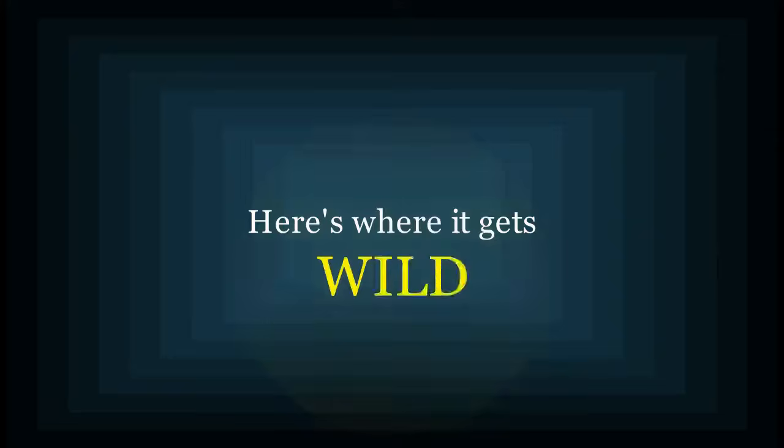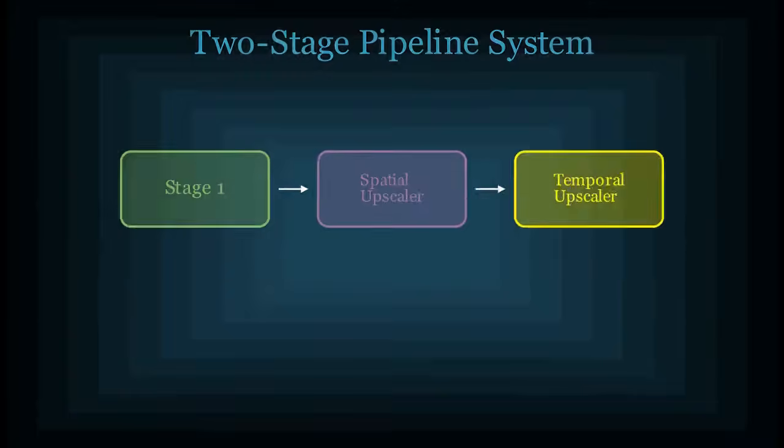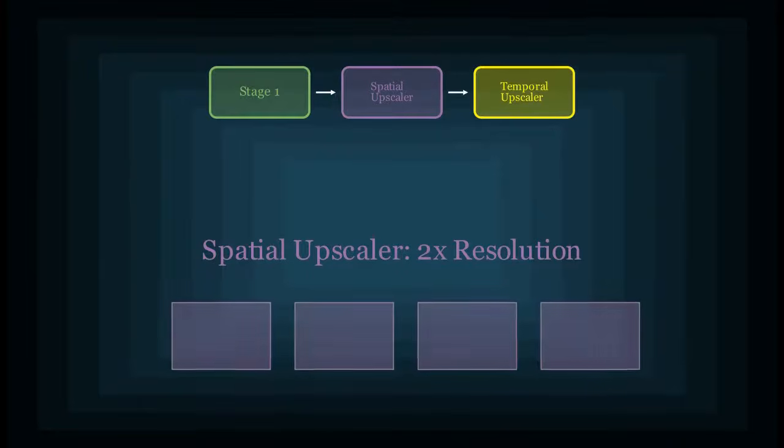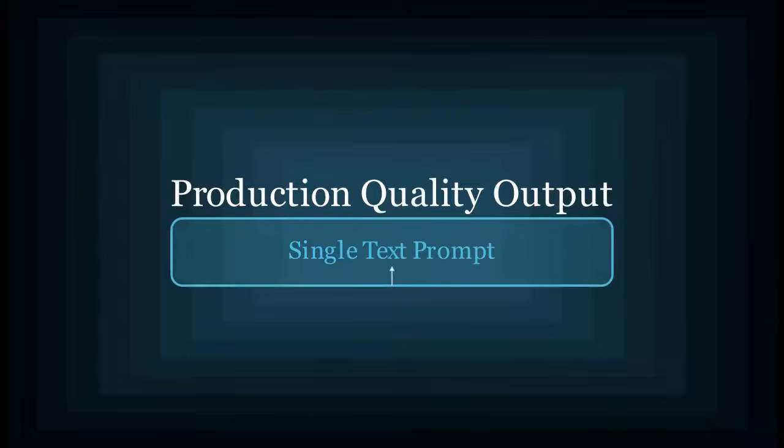But here is where it gets wild. They built a 2-stage pipeline system with spatial and temporal upscalers. Stage 1 generates your base video. Then the spatial upscaler doubles the resolution while the temporal upscaler doubles your frame count. Production quality output from a single text prompt.